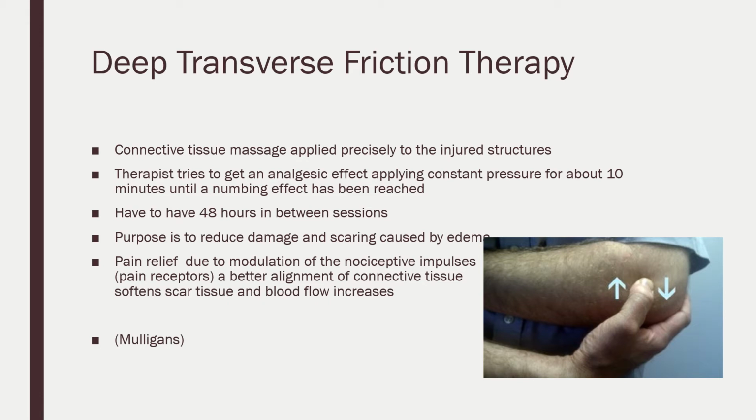Deep transverse friction therapy is where connective tissue massage is applied precisely to the injured structures. The therapist tries to get an analgesic effect by applying constant pressure for about 10 minutes until a numbing effect has been reached. You have to have 48 hours in between sessions, and the purpose is to reduce damage and scarring caused by edema. The pain relief is due to modulation of the nociceptive impulses, which are pain receptors, causes a better alignment of connective tissue, softens scar tissue, and blood flow increases.